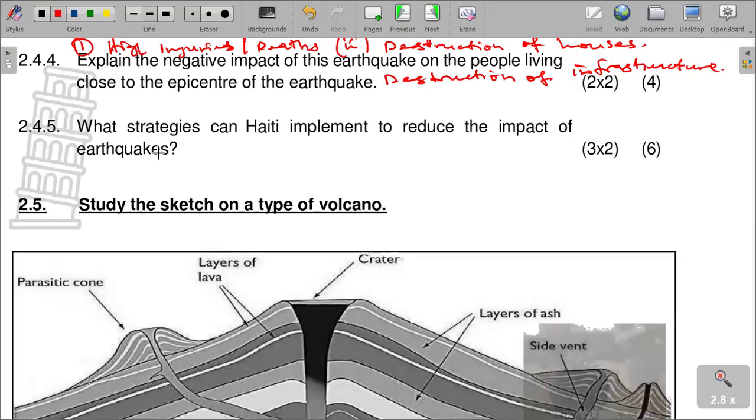What strategies can Haiti implement to reduce the impact of earthquakes? We can talk about, one, building safer buildings.